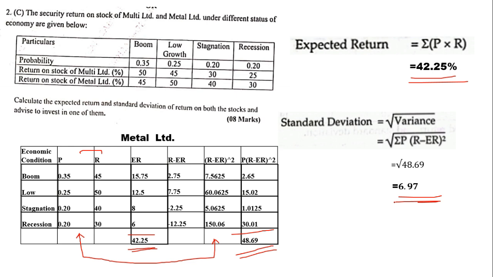So you can give the final answer. Hence it is advised to invest in Metal Limited since the returns are higher and the risk is lower as compared to Multi Limited. Okay, so this is how you will have to solve the sum based on question number 2C. I hope everyone has understood. You can note down once and then we'll jump to the next question that had appeared in this paper.